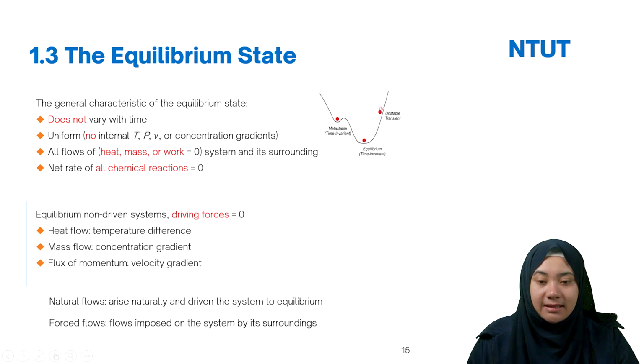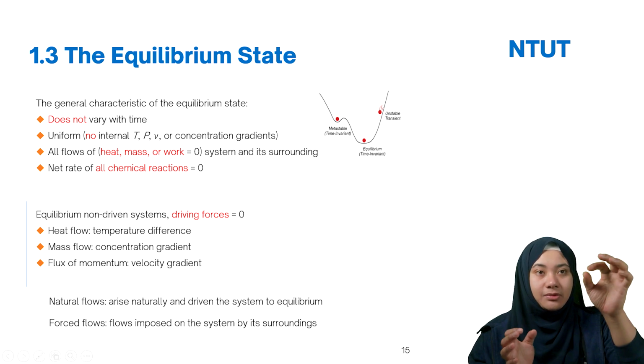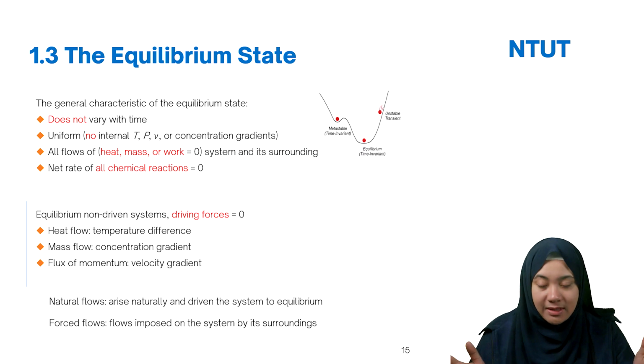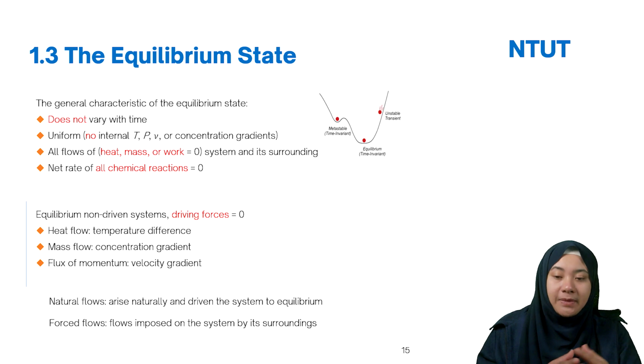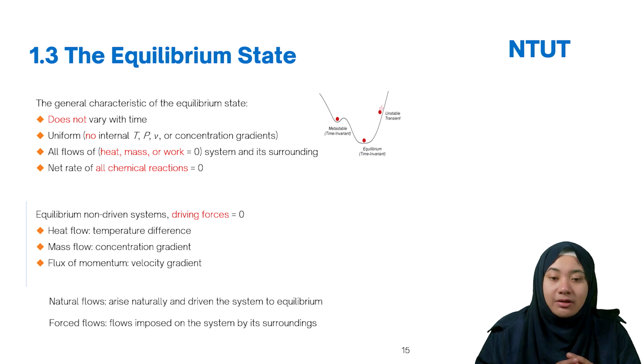So when you state equilibrium, it means it doesn't vary with time, and it is uniform. It means no internal temperature, pressure, volume or concentration gradient. If you have one system, you measure at this point and go to the others, it will be the same. So we call it uniform. And all flows, like heat, mass, or work, are equal to 0 in the system, so no gradient. And the net rate for all chemical reactions is equal to 0.